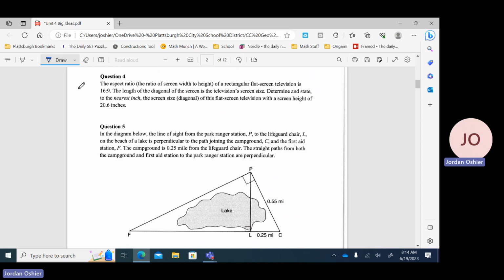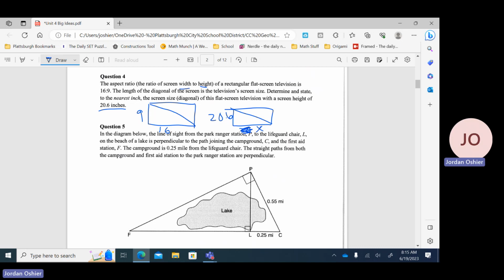In question 4, we have a screen with a ratio of 16 to 9. The length of the diagonal is the television screen size. Determine, to the nearest inch, the screen size if it has a height of 20.6 inches. So I'm going to make similar triangles. The reason I'm making triangles again is they told you it is a right triangle with a 16 to 9 ratio. I'm going to make a similar right triangle with a 20.6 height. So that would go with the 9. Just making sure that it said with the height. So yes, 9 is the height.